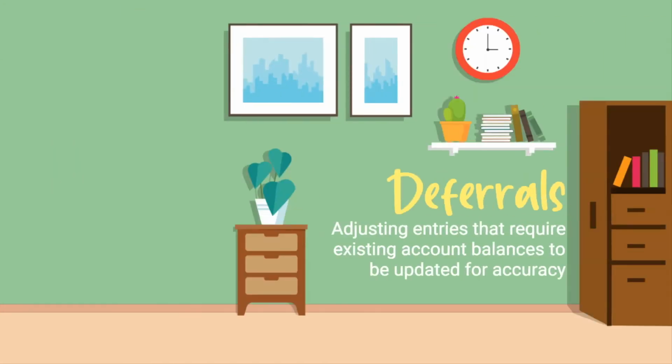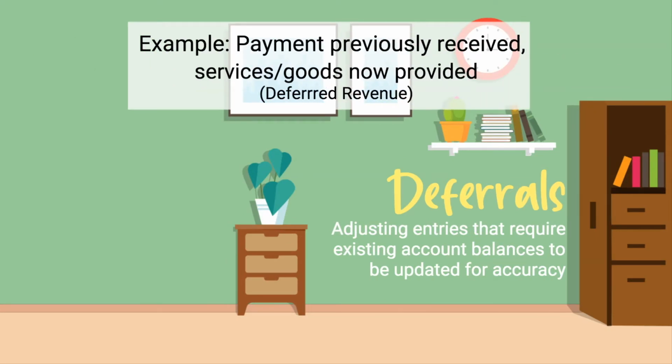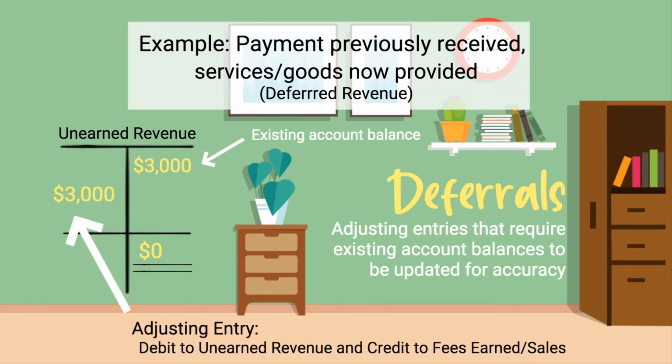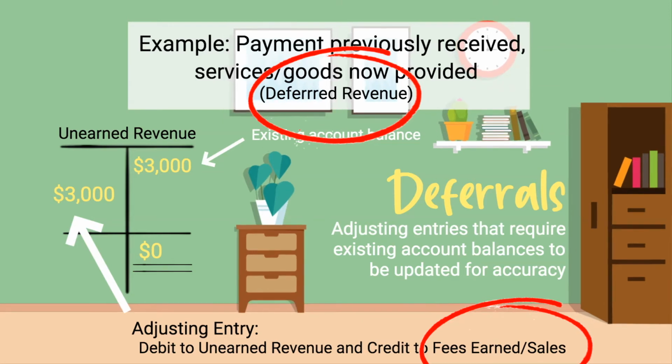Our last example deals with deferred revenues, where there was a customer prepayment and later goods or services were provided. The $3,000 under unearned revenue represents the prepayment and is the existing account balance. When services or goods are finally provided with a debit adjustment, what is owed goes down. In this case, $3,000 worth of services were provided. Our adjusting entry: debit to unearned revenue and credit to fees earned or sales. Because you credited sales, it is considered a deferred revenue.